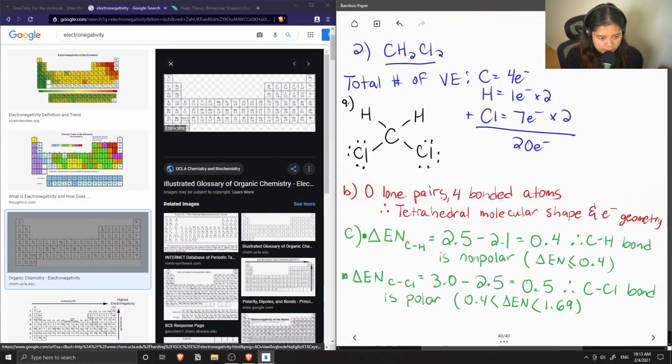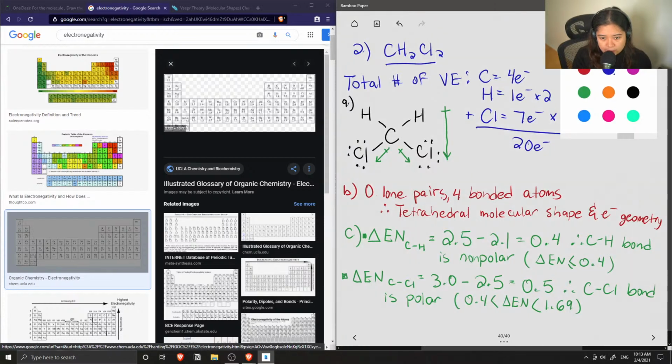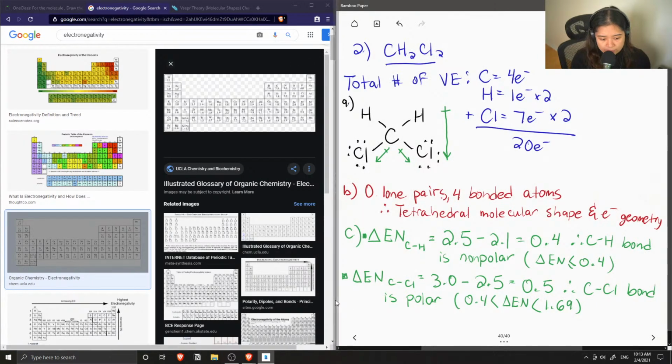So now that we know that the carbon-chlorine bond is polar, we can show dipole moments towards our chlorines in the molecule, like so. So we have an overall non-zero dipole moment since the hydrogens aren't electronegative enough to cancel out the dipole moments. So therefore, CH2Cl2 is a polar molecule, since we have an overall non-zero dipole moment.